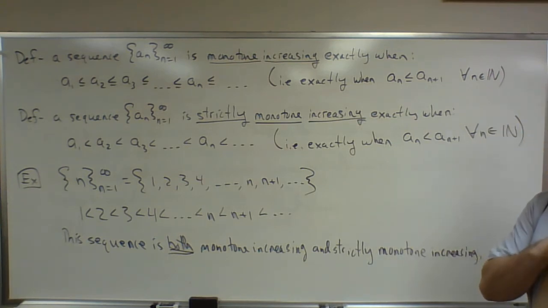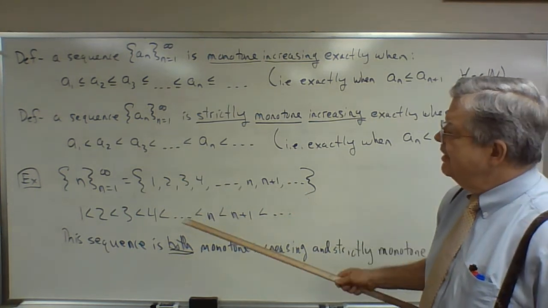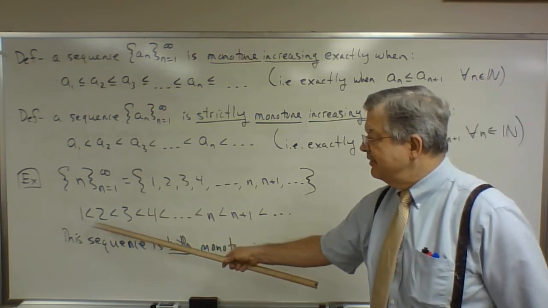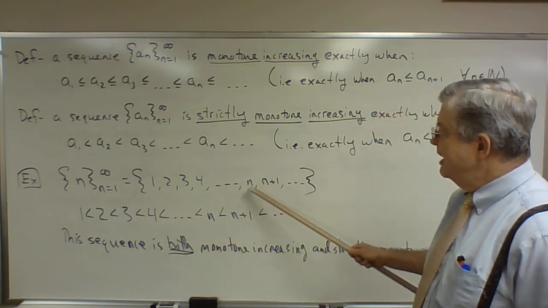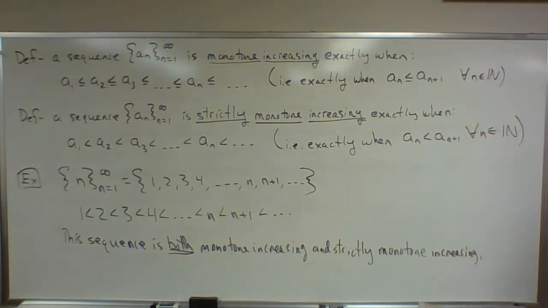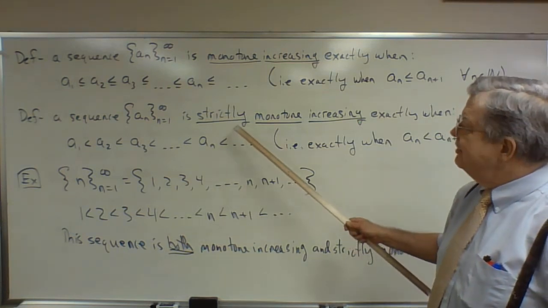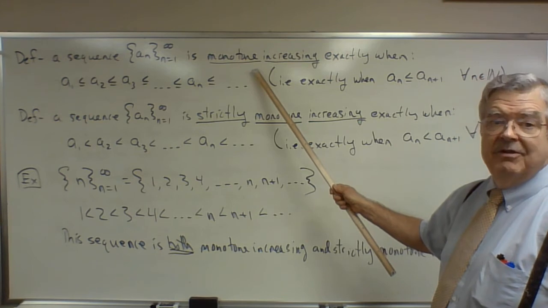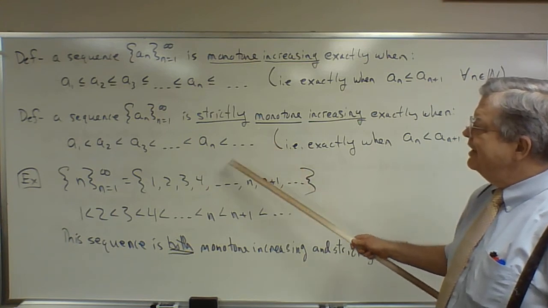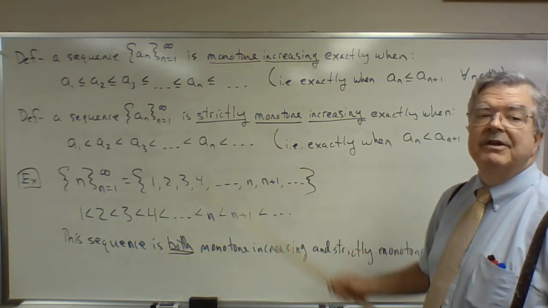This sequence actually satisfies both definitions. And as we can see, every term of the sequence is strictly less than the term that comes after. 1 is strictly less than 2, 2 is strictly less than 3, and in general, n is strictly less than n plus 1. So this sequence is strictly monotone increasing. But oddly enough, we find out in this example that in general, any sequence that is strictly monotone increasing is also monotone increasing. So any sequence that satisfies the definition of strictly monotone increasing, well, that sequence is also plain old monotone increasing as well.